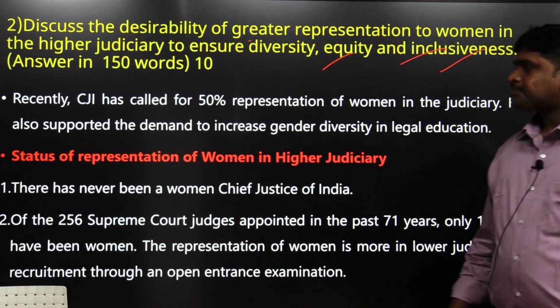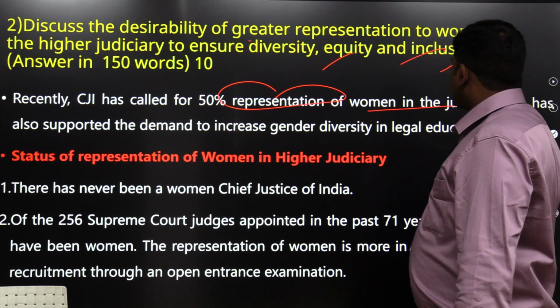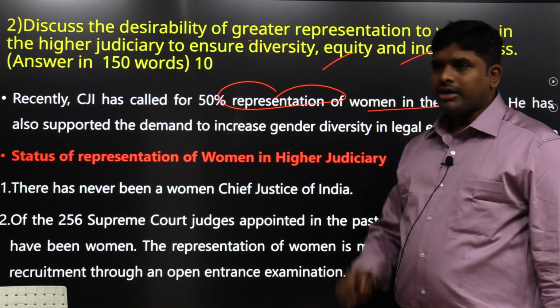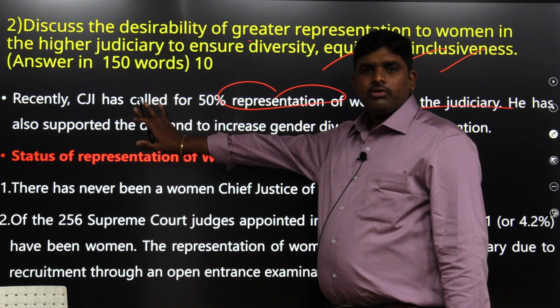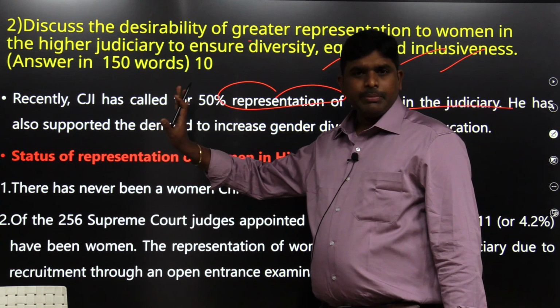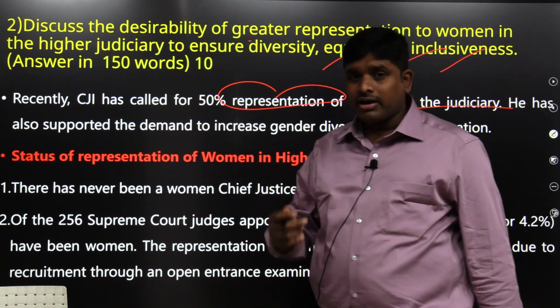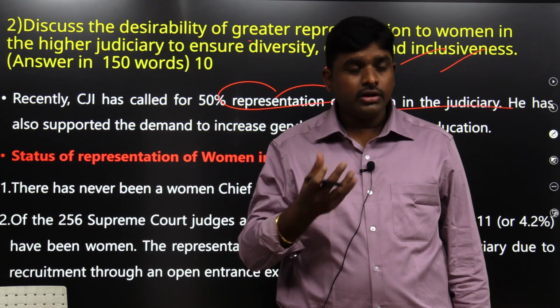Discuss desirability. The CJI has called for 50% representation of women in the judiciary. I will give this PDF, don't worry, first understand the structure. Facts. What did the CJI tell? 50% should be represented by women. But I will tell you one fact. While making the model answer, while I was preparing myself also, I felt very sad.